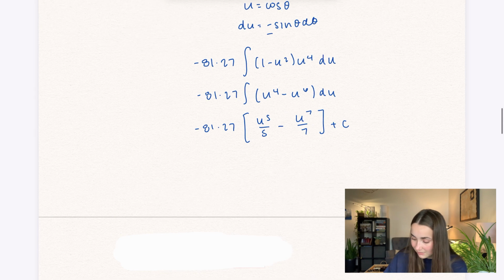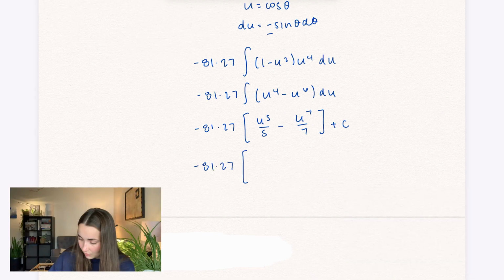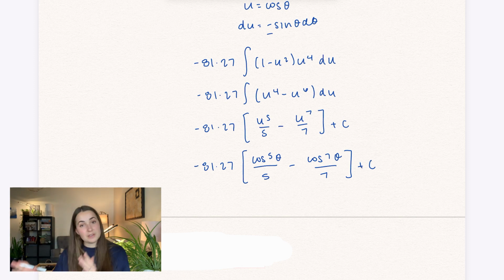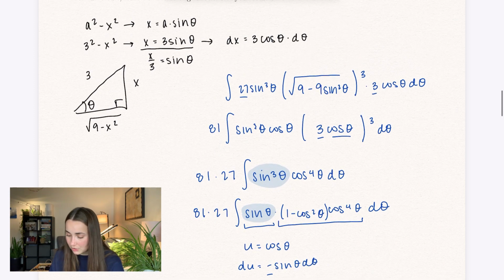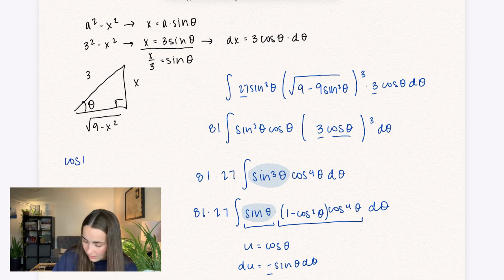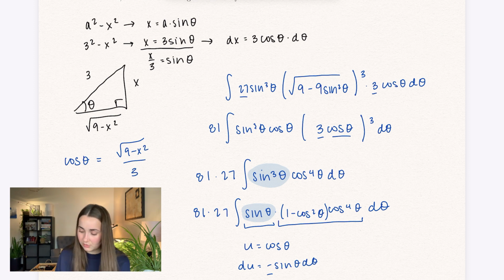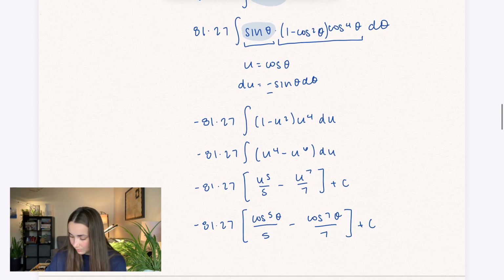We need to replace what our u is equal to, which is going to be cosine. Cosine to the power of 5 of theta divided by 5 minus cosine to the power of 7 of theta divided by 7 plus c. We need to finish in terms of x, which is why we drew this triangle up right here. Cosine of theta is going to be adjacent, which is the square root of 9 minus x squared divided by the hypotenuse, which is 3. So let's go ahead and replace that in here.